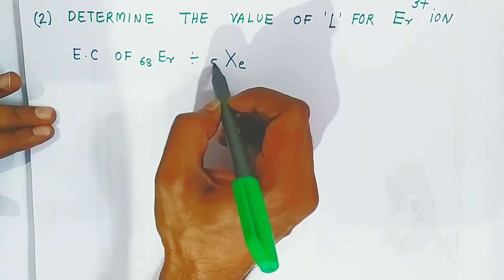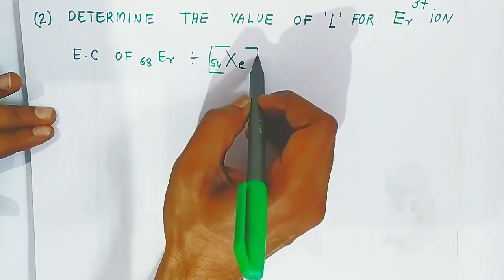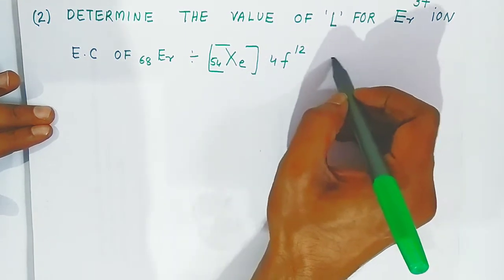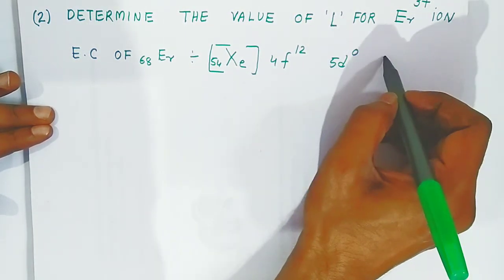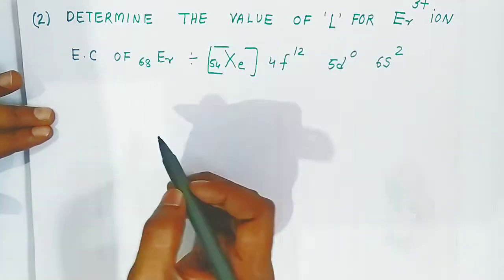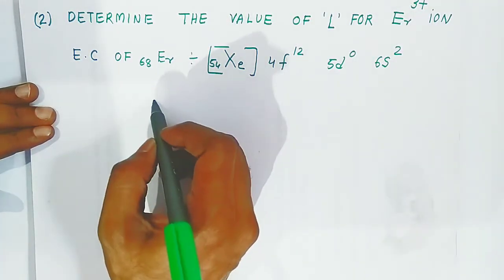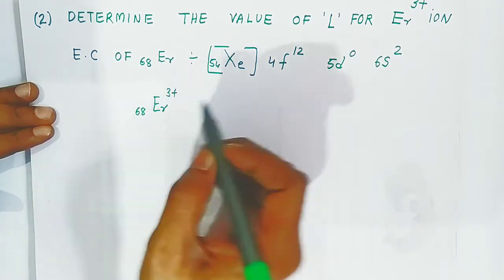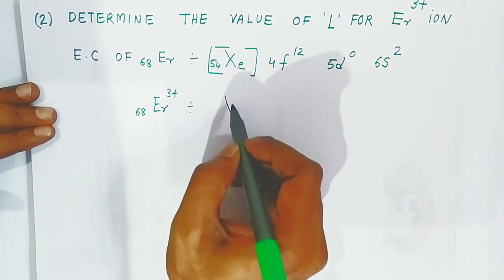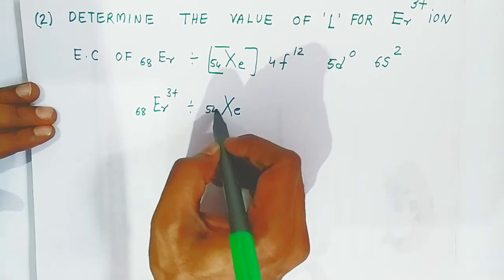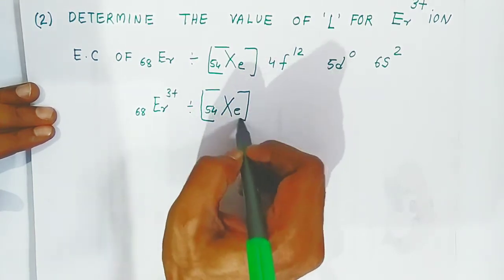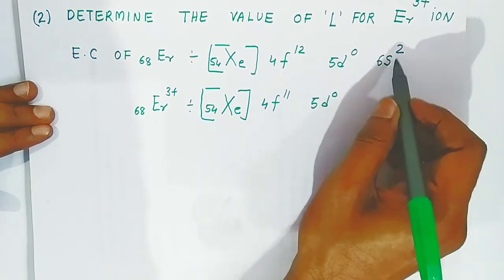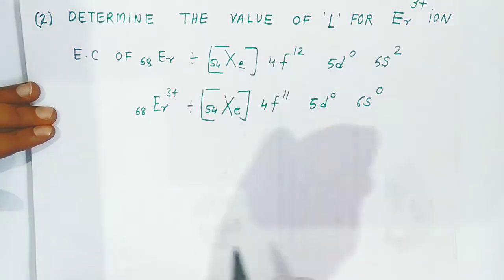Electronic configuration: xenon 54, now 14 electrons are going to be distributed into 4f2, 5d0 and 6s2. Correct? Because we are finding iridium 3 plus, it will lose 3 electrons. So the new electronic configuration will be xenon 54, 4f11, mind well, 5d0 and 6s2 becomes 6s0.